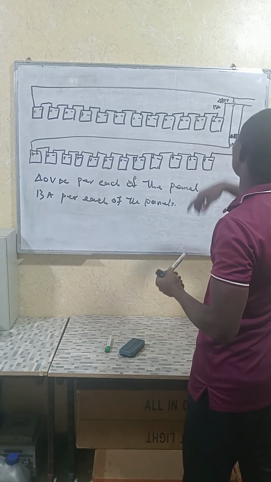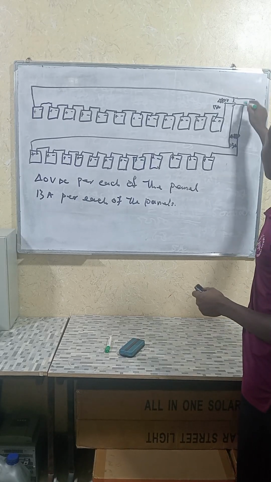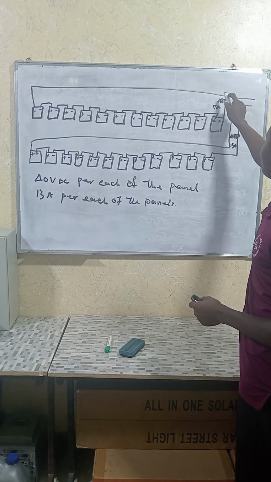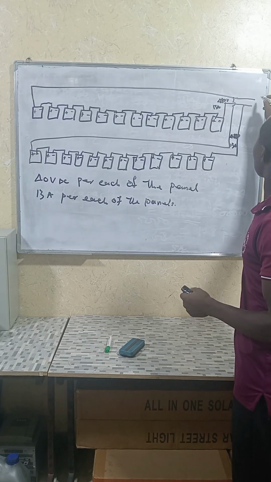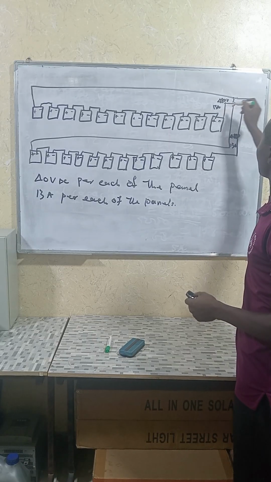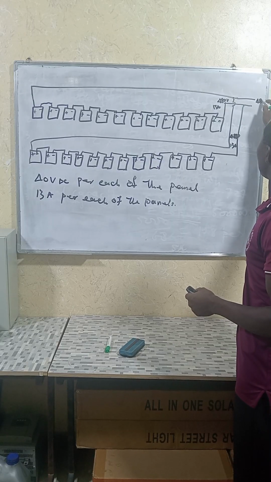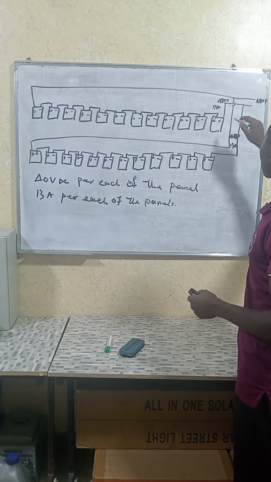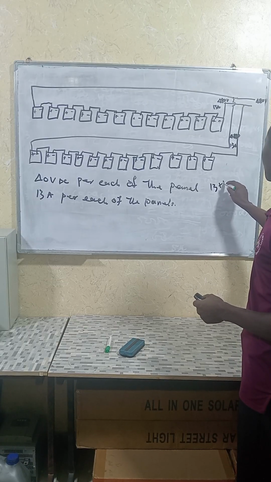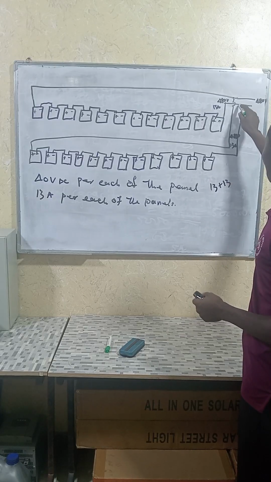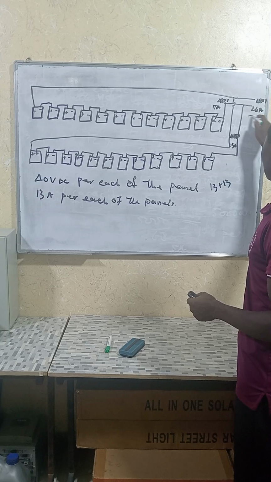Now you bring them together in parallel connection. At this point of joining them together here, the voltage remains the same, while the amps increase. So we have the voltage remains the same, that is 480 volts. Then the amps is 13 plus 13, because of this parallel connection, we have 26 amps.